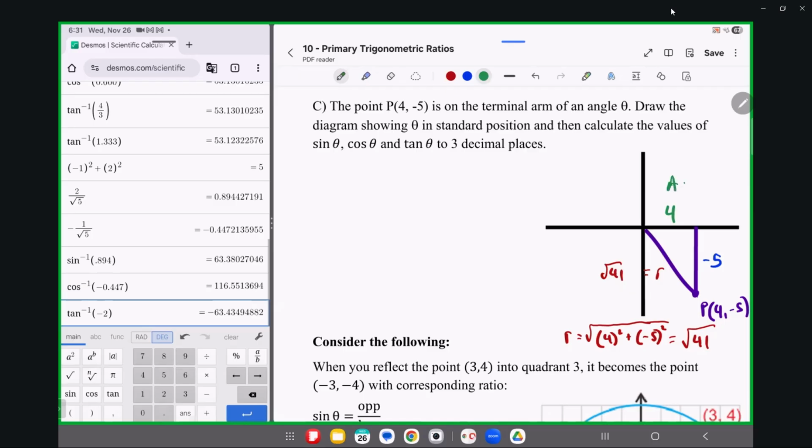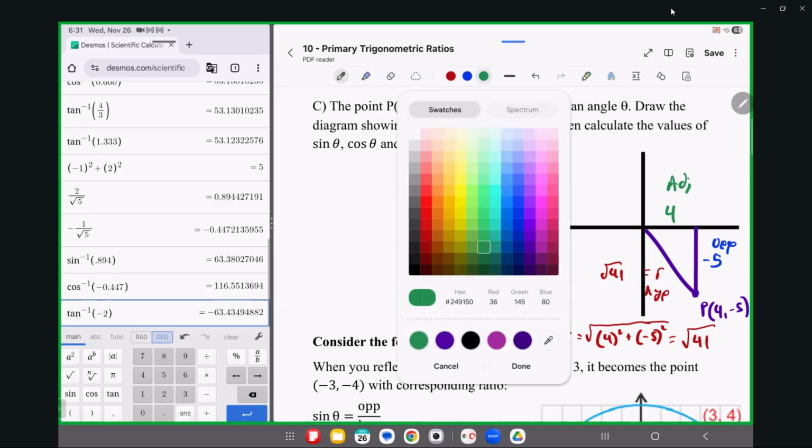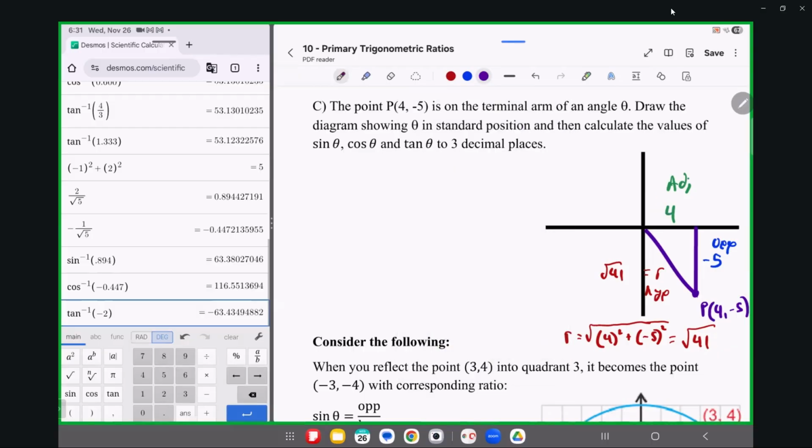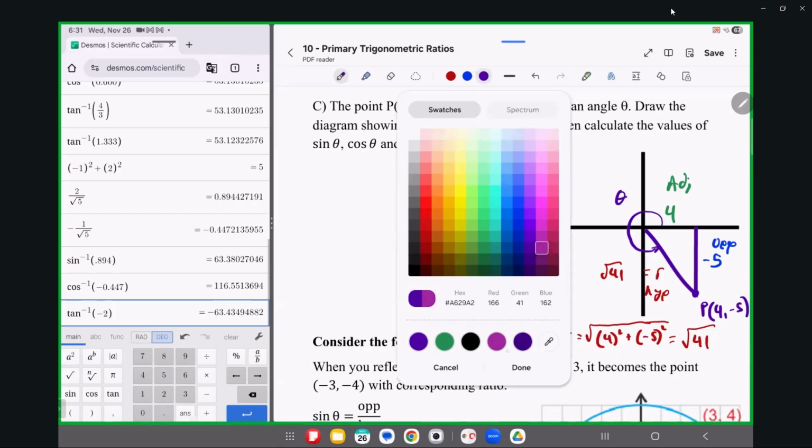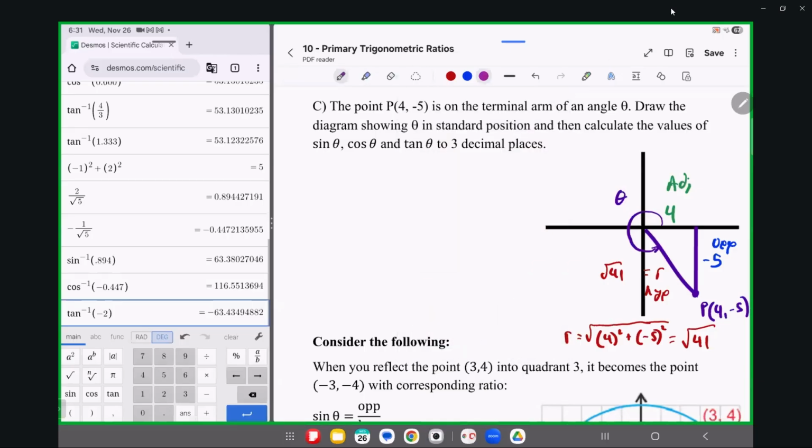4 will then be the adjacent. 5 will be the opposite. And the square root of 41 will be the hypotenuse. And the angle that we're going to concern ourselves with will be this one. We're going to go all the way around to here. So this is the angle theta. And so what do we know about theta? Well, theta happens to be an angle in quadrant 4.